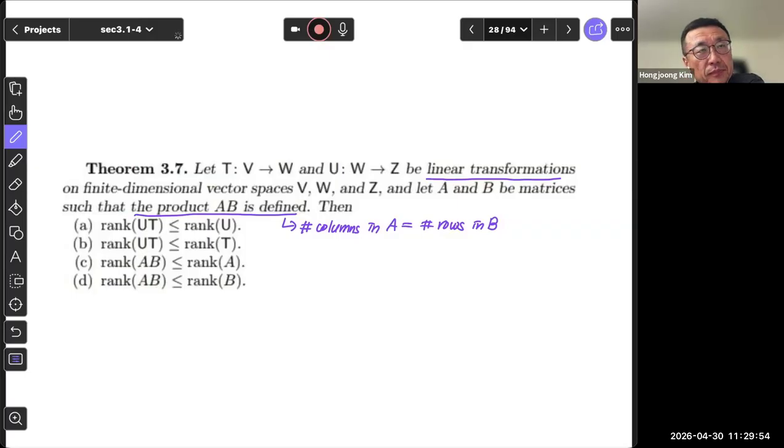Anyway, so A and B are matrices representing these transformations. Now, the first statement in the theorem is that the rank of the composite U and T cannot be greater than the rank of U.